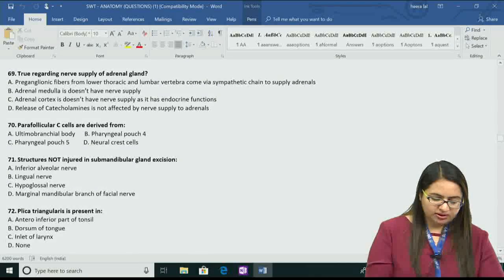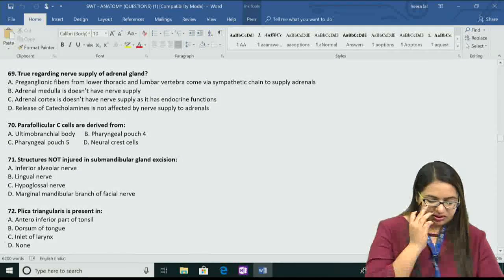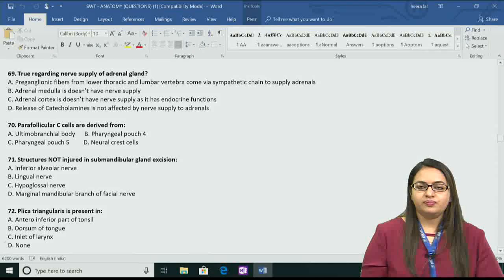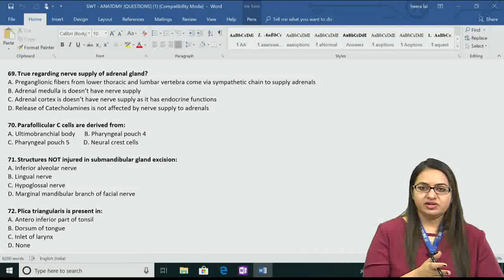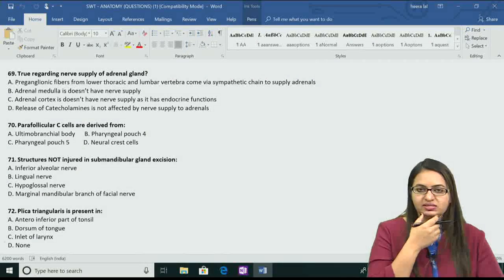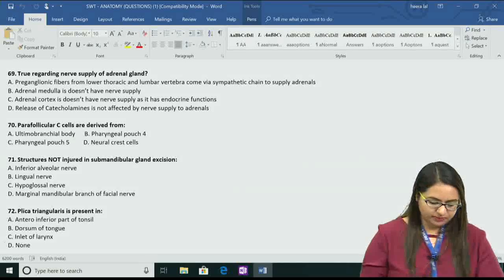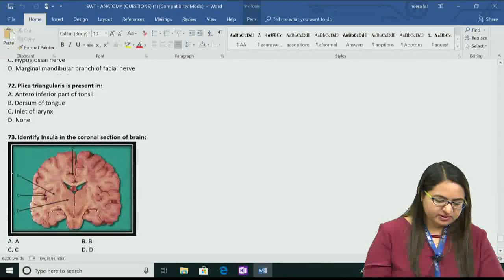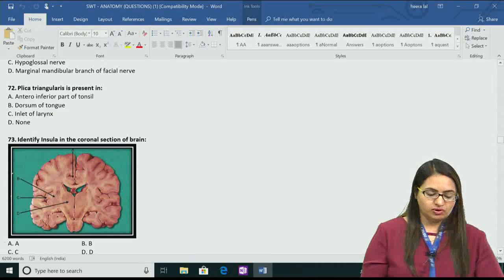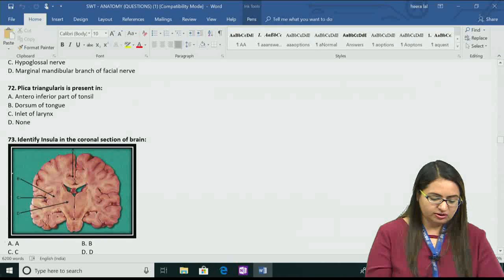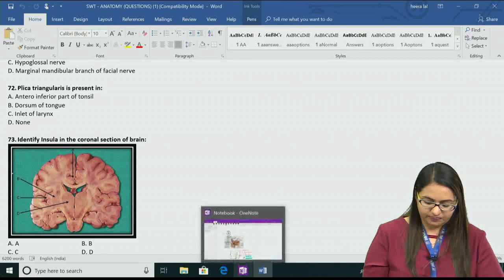Inferior alveolar nerve is not injured during the submandibular gland excision, and this inferior alveolar nerve is actually passing through the mandibular foramen which is on the inner aspect of the mandible, and it supplies the lower gum and the lower teeth. Question number 72, plica triangularis. The plica triangularis is a mucosal fold which is present in the anterior inferior part of the tonsil.